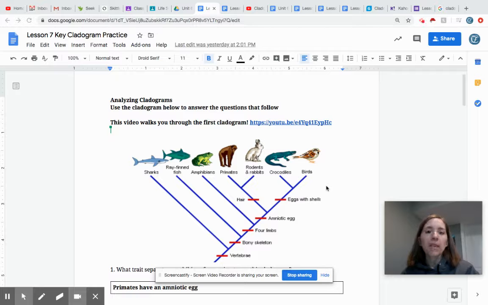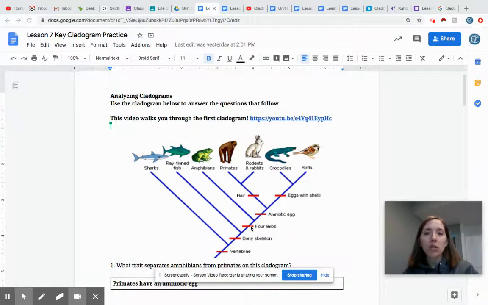Everyone, in this video I'm just going to share with you some concepts of cladograms and go over the cladogram activity that you did in class today. So the big idea about cladograms is that we can look at organisms on a cladogram and see that they all have a common ancestor, and we can also look to see how traits have changed over time and what traits separate one organism, one species, from another.